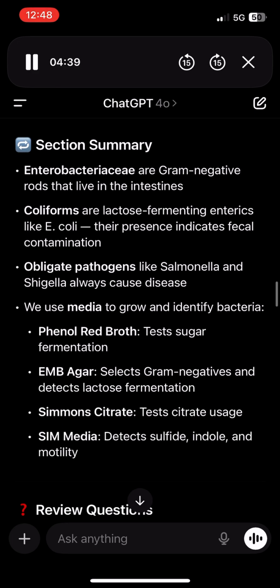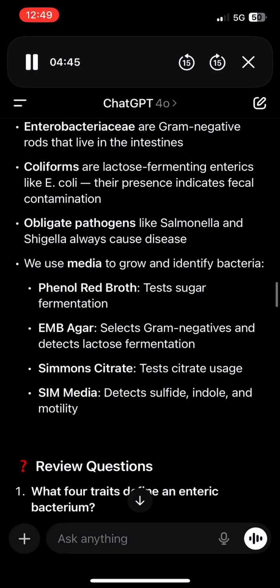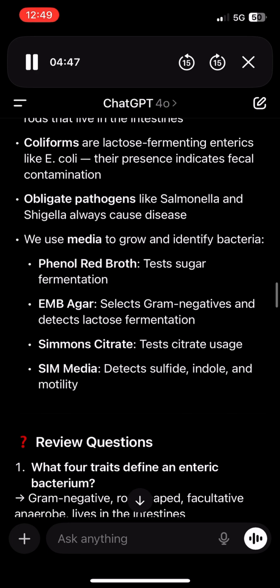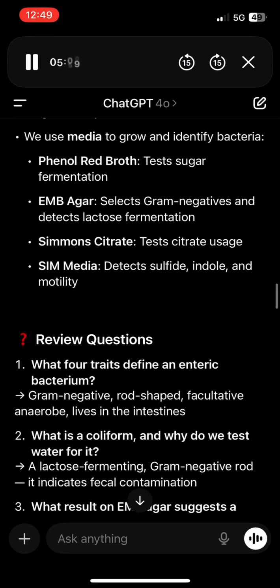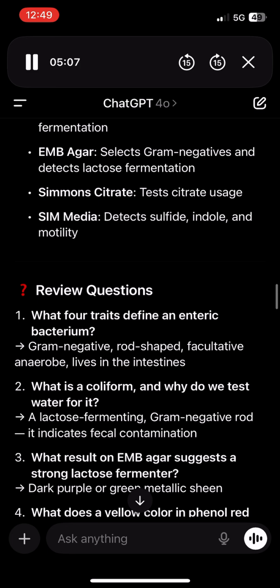Section summary. Enterobacteriaceae are gram-negative rods that live in the intestines. Coliforms are lactose-fermenting enterics like E. coli. Their presence indicates fecal contamination. Obligate pathogens like Salmonella and Shigella always cause disease. We use media to grow and identify bacteria. Phenol red broth tests sugar fermentation. EMB agar selects gram-negatives and detects lactose fermentation. Simmons citrate tests citrate usage. SIM media detects sulfide, indole, and motility.